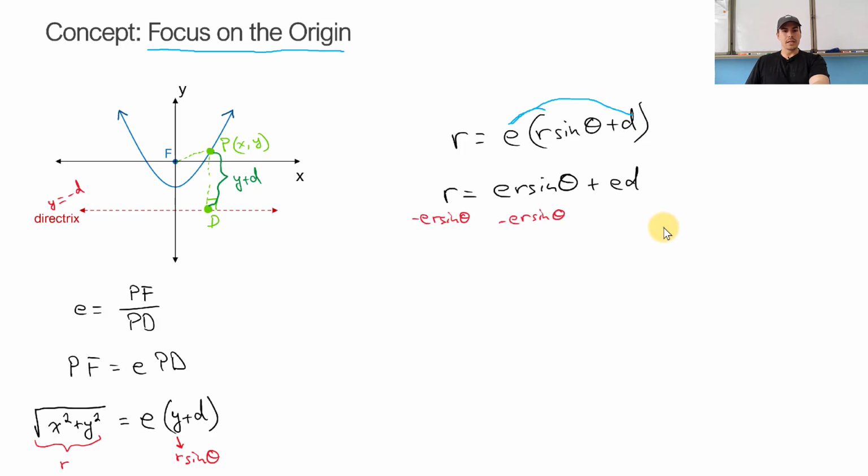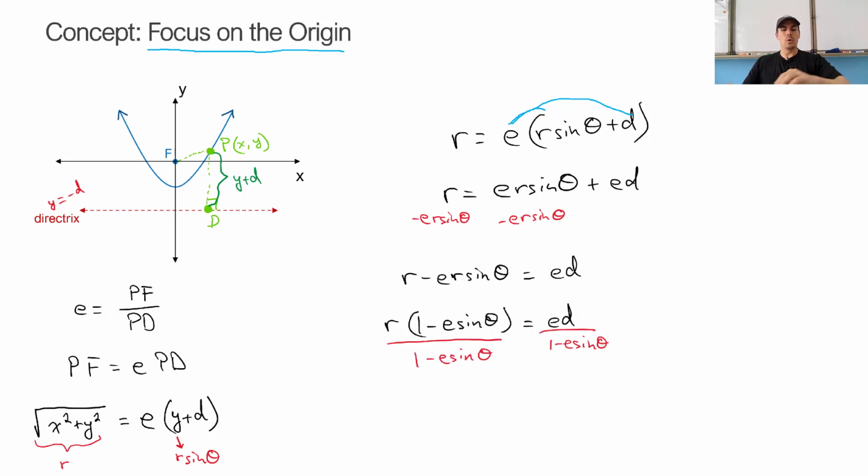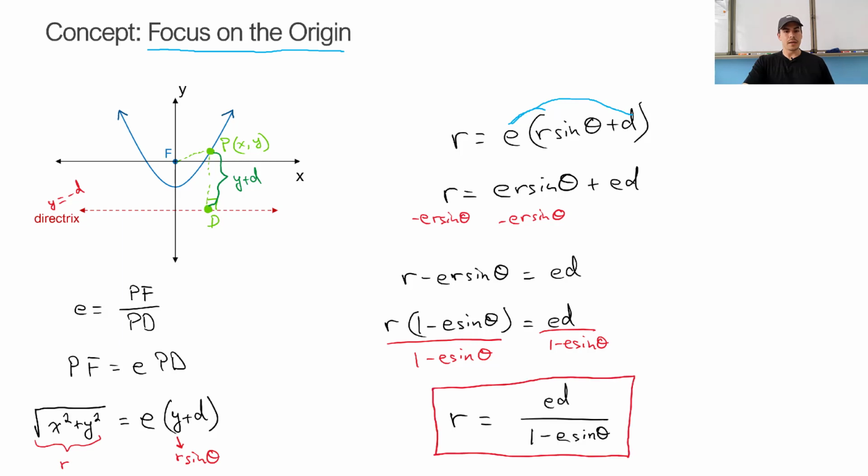Now I'll go ahead and subtract er sine theta on each side, and we'll factor out my r, and then we'll divide by our 1 minus e sine theta, okay? And what we're left with here is the polar form for this conic section. So this is one way to derive this, and there are actually 4 different iterations, or 4 different variations, of this exact polar form here.